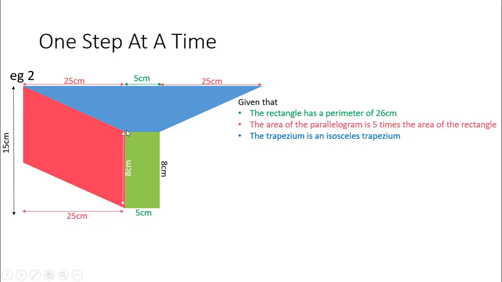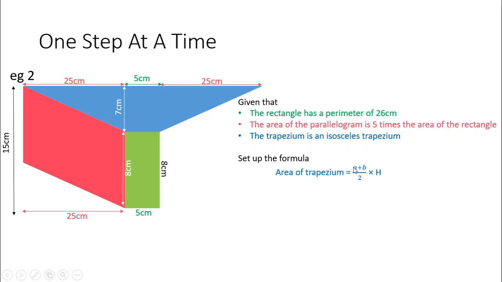We know this length in here is 5 centimeters, and we can work this length out as well, the height of the trapezium, because the whole height here, we're told, is 15 centimeters. This much of it is 8 centimeters. So 15 take away 8, we should have 7 centimeters left. Right, so now we can go ahead and set up the formula for the trapezium.